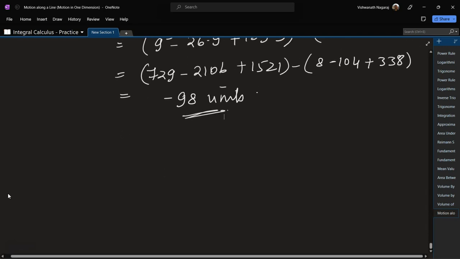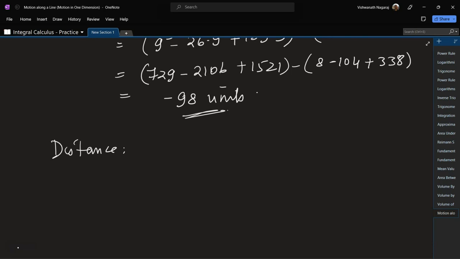Okay. Now we have to figure out the distance. For this, we require the zeros of the velocity. So 3t square minus 52t plus 169 equal to 0. Let's not factorize this. Let's directly apply the quadratic formula.